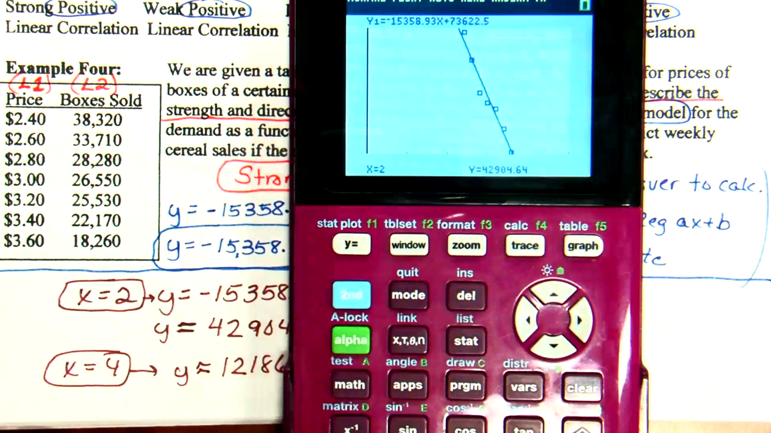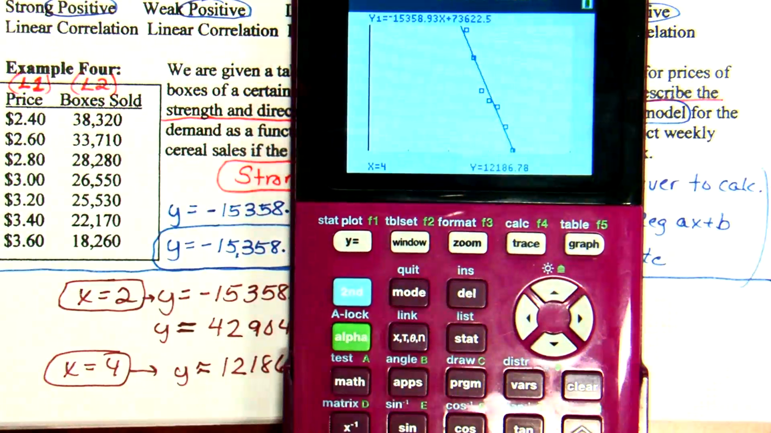I was debating, should I write the step for that or not? Okay, I'm going to say you can substitute an x value into the equation, or you can trace the line and enter the value.